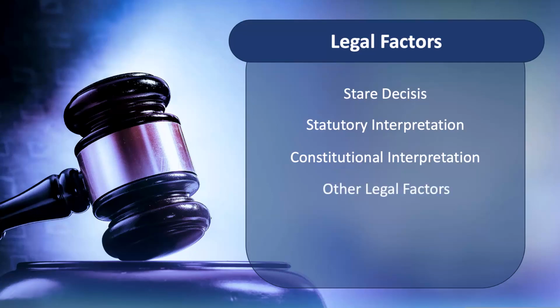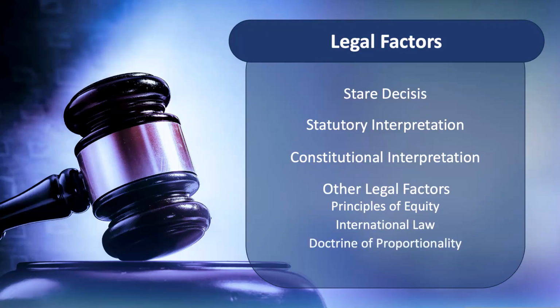Finally, there are other legal principles and doctrines that judges have to consider in the decision-making process. This can include principles of equity, which emphasize fairness and justice in decisions, and international law where applicable. Judges also consider the doctrine of proportionality, which ensures that legal decisions are proportionate to the issues at hand, and the principle of legality, which ensures that decisions adhere to the law.